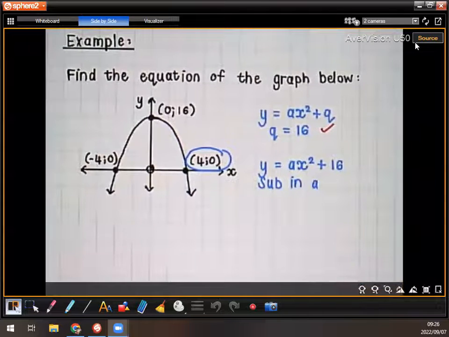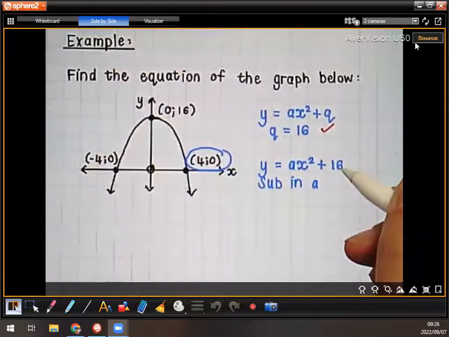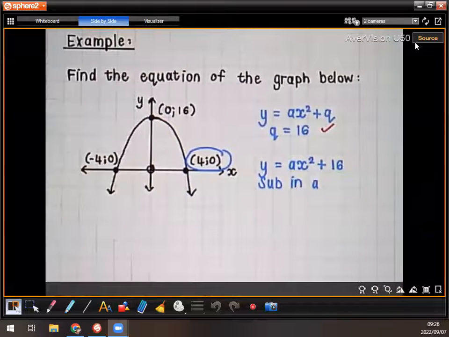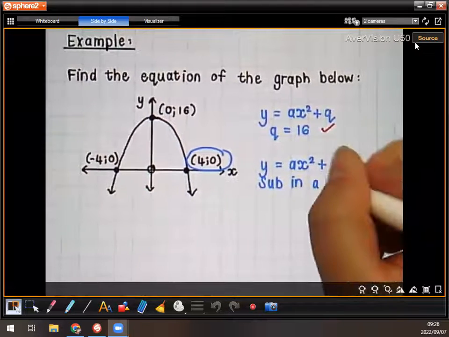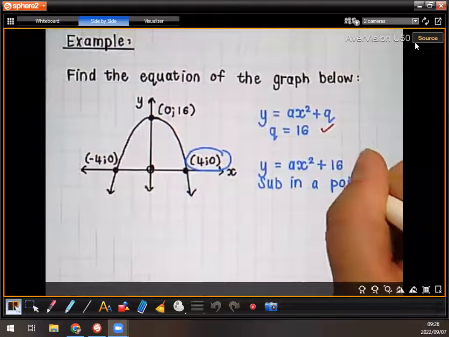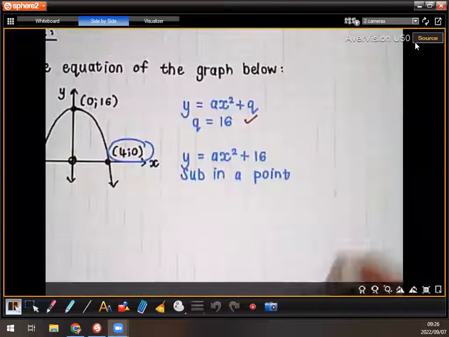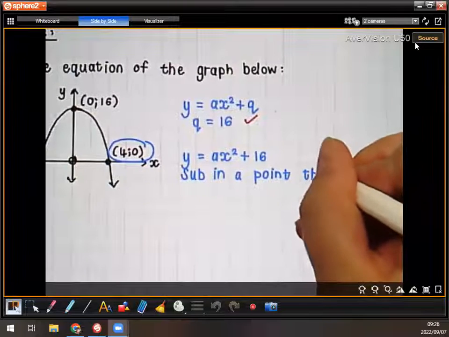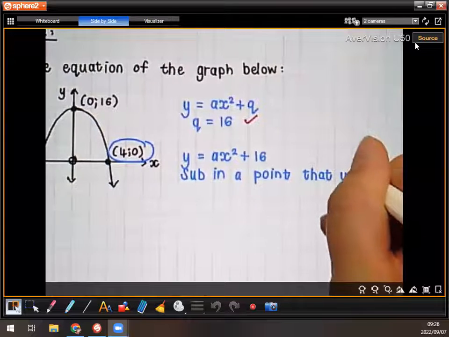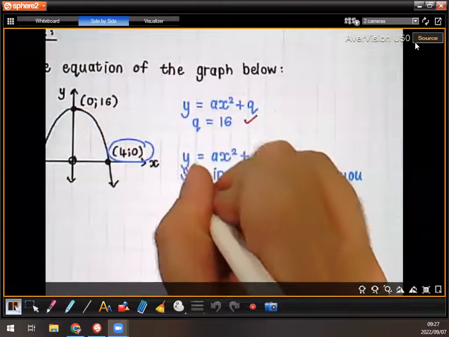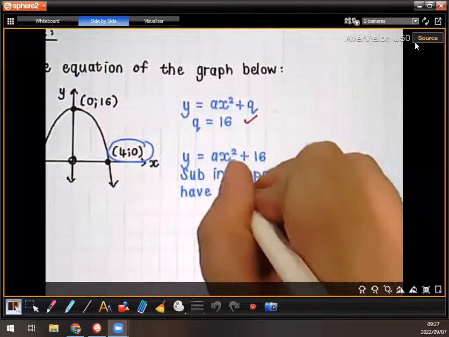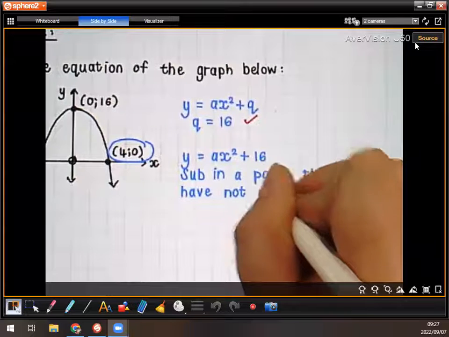And the important thing, guys, is you have to sub in a point that you have not used already, okay? So we used the y-intercept point to get our Q value. So we can't sub that point in again. You're going to end up with 0 equals 0. All right, so you have to sub in a point that has not already been used.